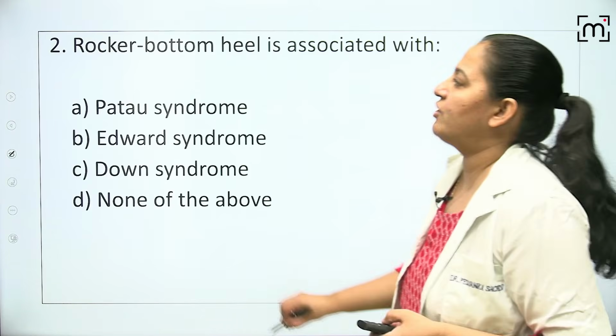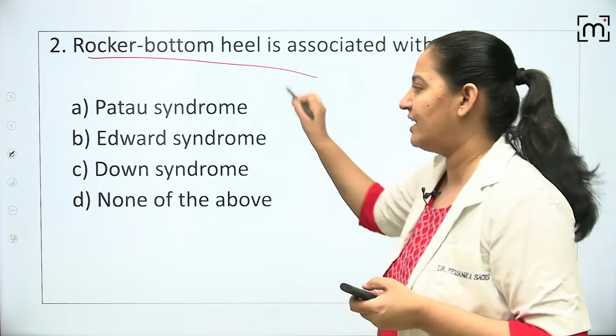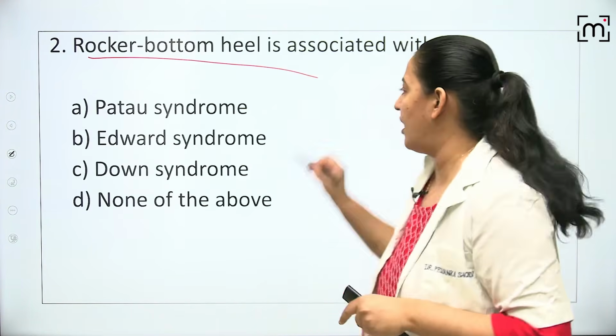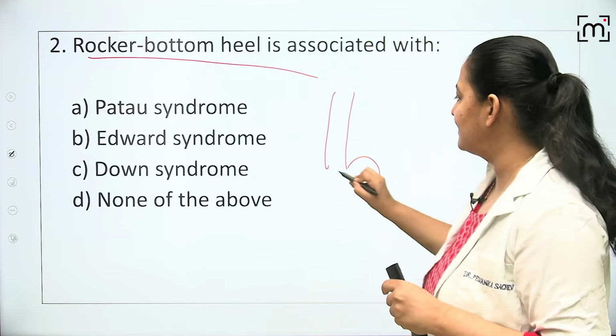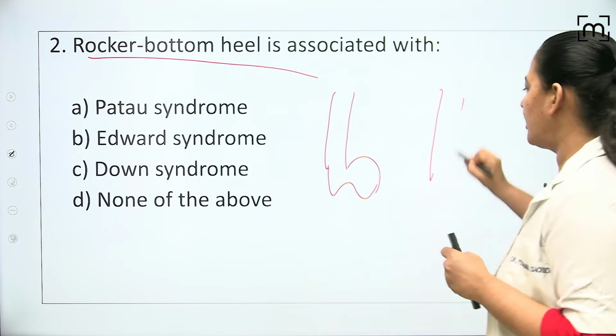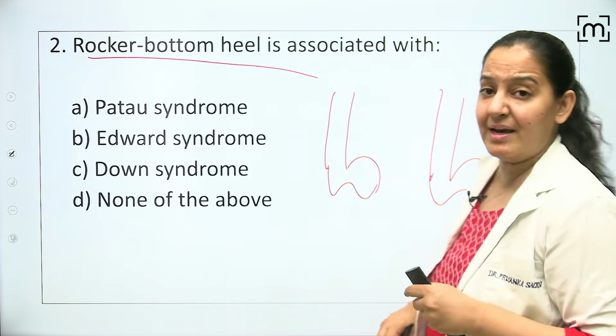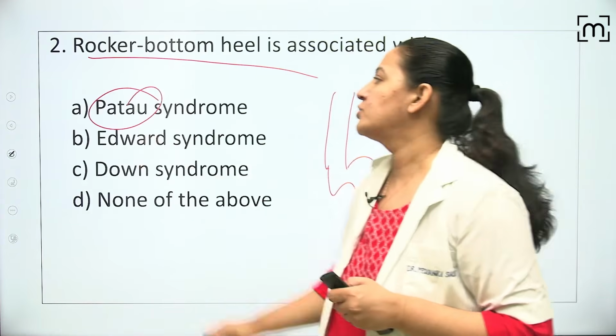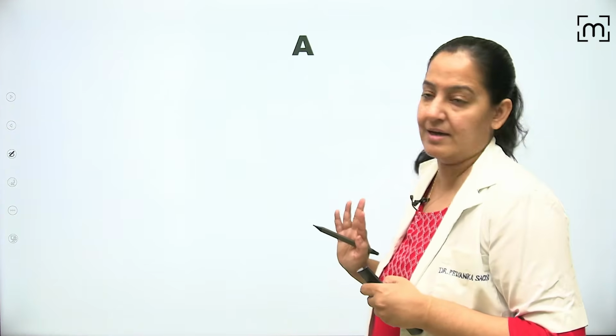The next question is in front of you. Rocker bottom heel is seen in which syndrome? I've shown you the diagram. The foot is like a talus. So rocker bottom feet of the child is seen in Patau syndrome. I've shown you the diagram also. The correct answer here is A.